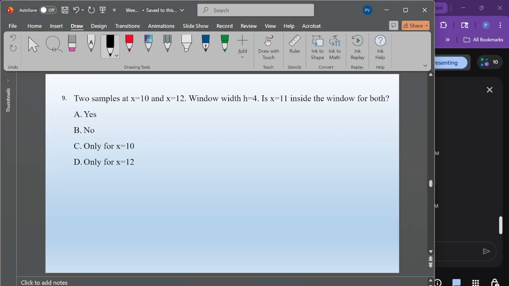Okay, so it is related to the Parzen window density estimation question. In Parzen density estimation, a point x is considered to be inside the window of a sample xi with width h if the distance between them is less than or equal to half of the window width, that is h by 2. So I'm just writing it down: Parzen window density estimation.